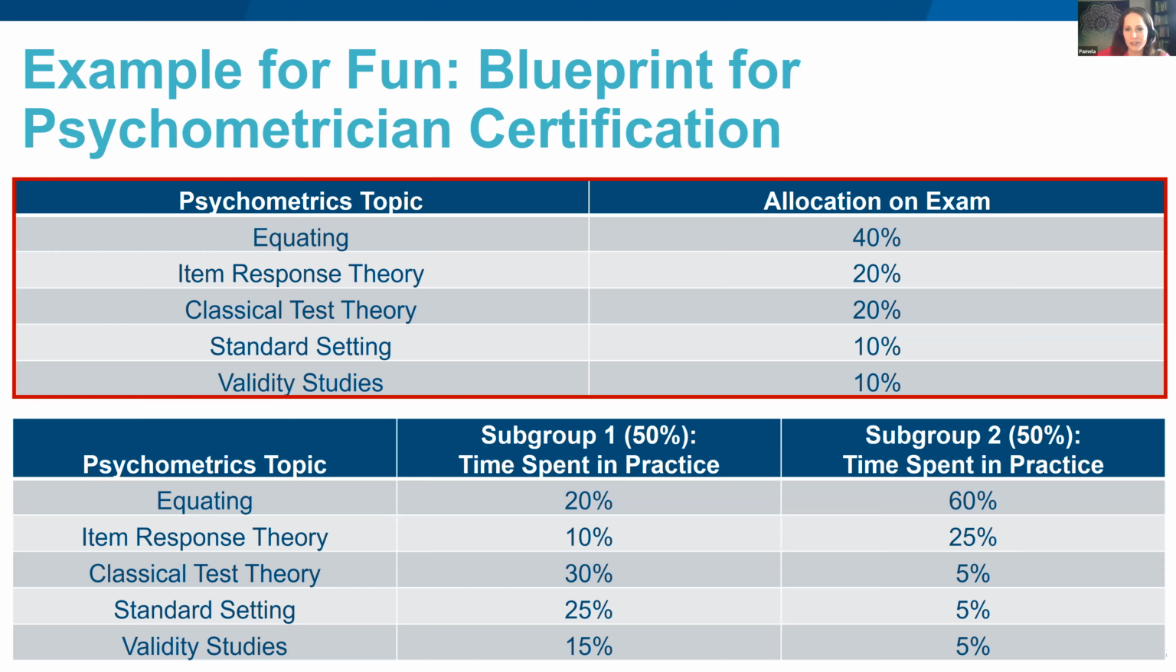So you may still find it appropriate to take your original blueprint specs that came out of your practice analysis and just use those. You may still have an argument for that being a good representation of sort of an average certified psychometrician, but you could also say maybe it makes more sense to have 2 different tracks of being a certified psychometrician, one with a little bit of everything, one with a heavy IRT or heavy equating focus.